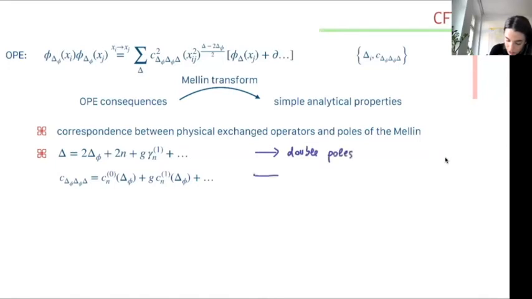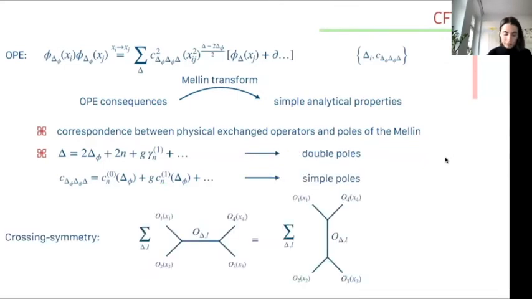While on the other hand, looking at the residues of simple poles and their position would allow us to extract information about the first order in perturbation theory of the OPE coefficients. Finally, we're interested in crossing symmetry, which is a powerful constraint that we can introduce. It's an equality between two different OPE channels, the S channel and the T channel.